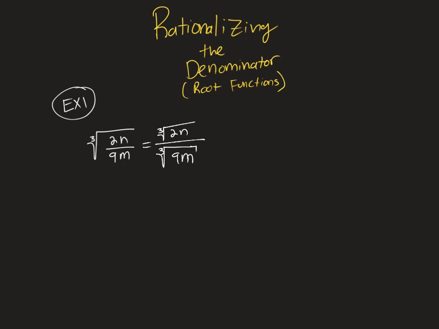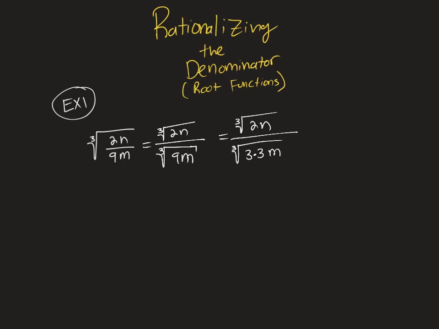So if we are familiar with cube roots, I need three identical things to be pulled out of a cube root, so we'll rewrite this as 2n over... Now I'm going to be really picky here, right? So I want three things multiplied, but I know that 3 times 3 is 9. So instead of 9m, I'm going to write 3 times 3m.